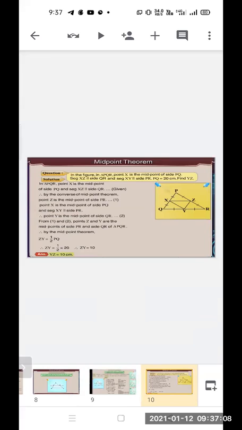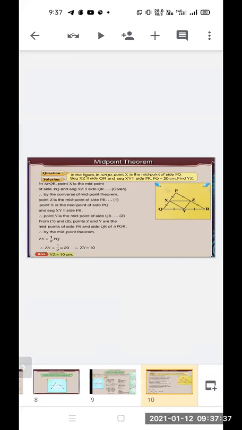The segment joining midpoints of any two sides of a triangle is parallel to the third side and half of it. That is called the midpoint theorem. And the converse of the midpoint theorem, what is it? If a line is drawn through the midpoint of one side of a triangle parallel to the other side, then it bisects the third side. Okay, please remember this.